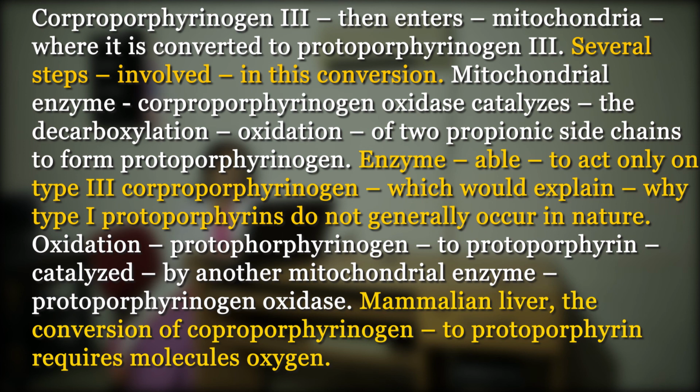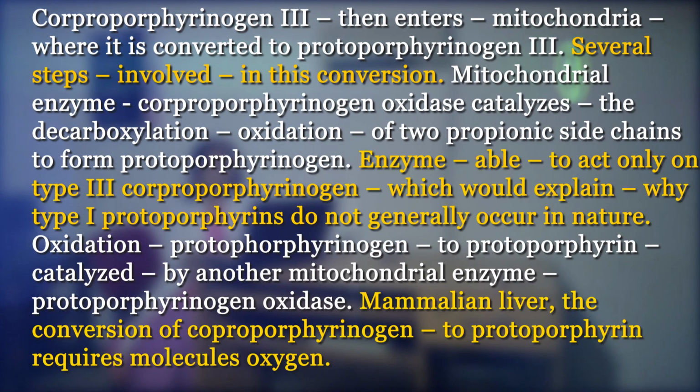The mitochondrial enzyme coproporphyrinogen oxidase catalyzes the decarboxylation and further oxidation of the 2 propionic side chains to form protoporphyrinogen. The enzyme is able to act only on type III coproporphyrinogen, which would explain why type I porphyrins do not generally occur in nature. Further oxidation of protoporphyrinogen to protoporphyrin is catalyzed by another mitochondrial enzyme, protoporphyrinogen oxidase. In mammalian liver, the conversion of coproporphyrinogen to protoporphyrin requires molecular oxygen.